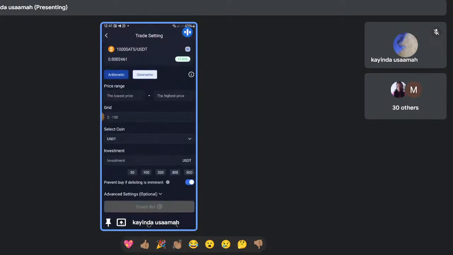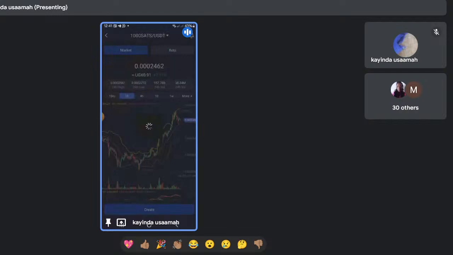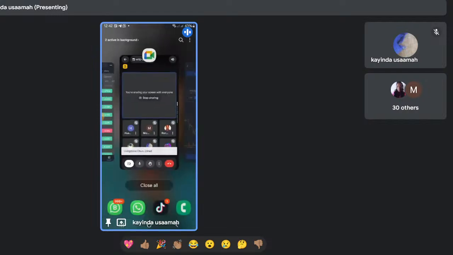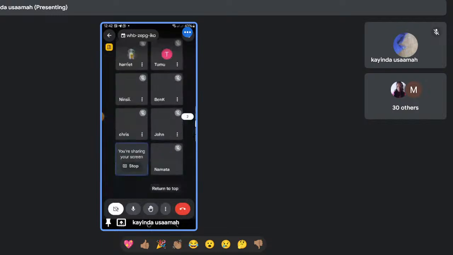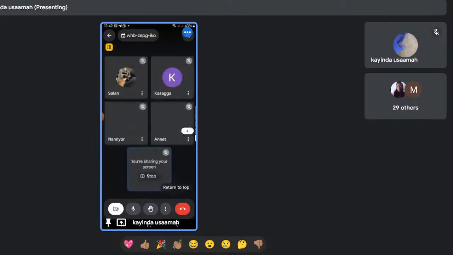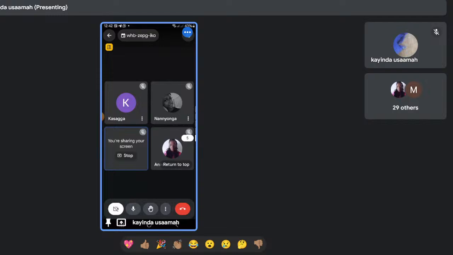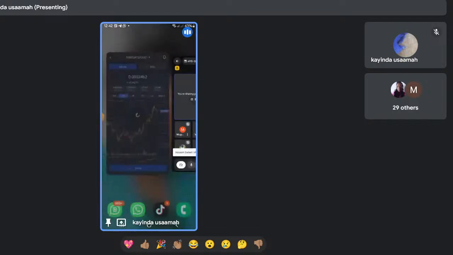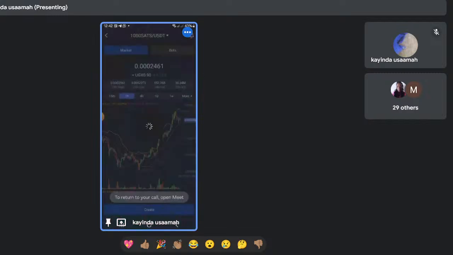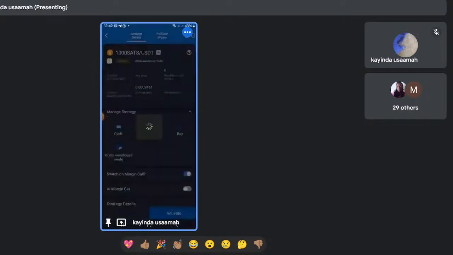We are going to learn about grid bot today. No one is trading it on the table. Do you have anyone who's trading grid bot? Let me see you. Anyone who's trading grid bot on the team? No one? So I've seen no one raising up their hands. So that means no one is trading grid bot. Most of you are trading martingale strategy bot.